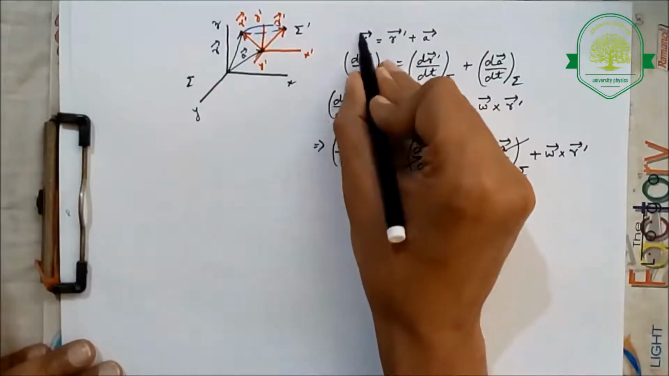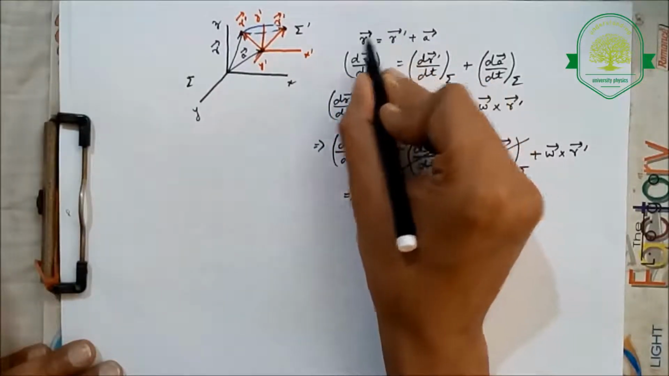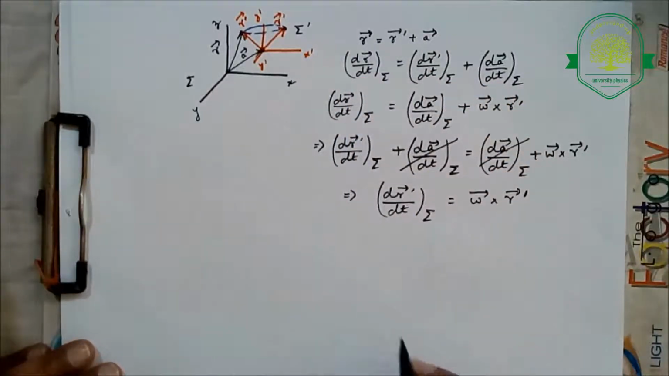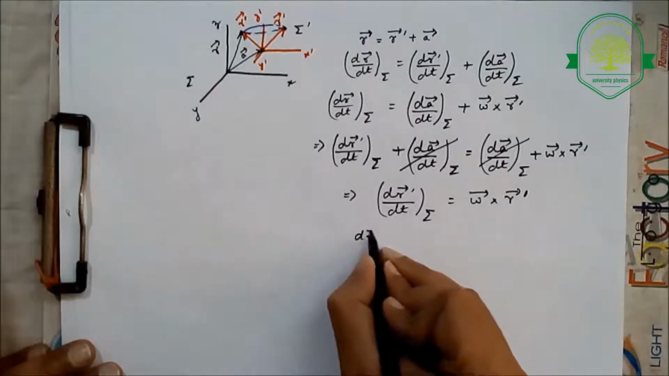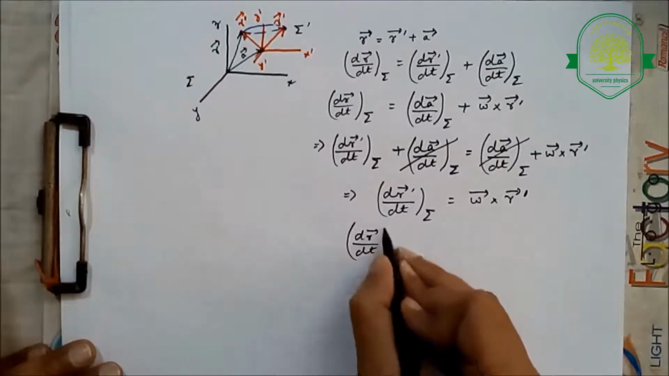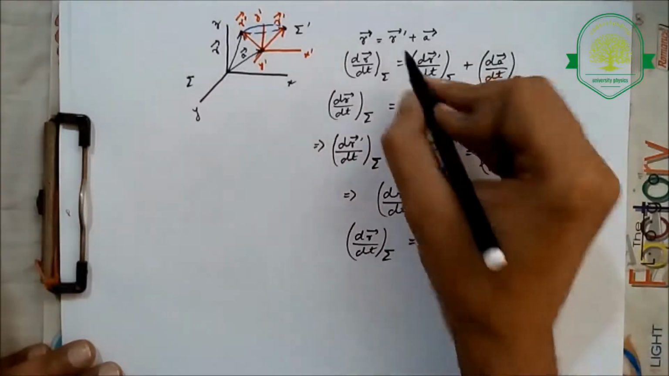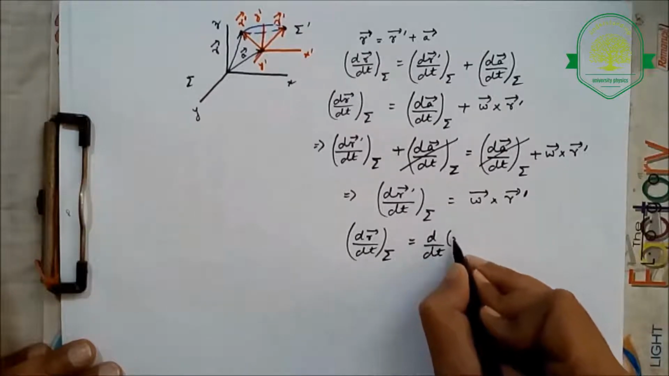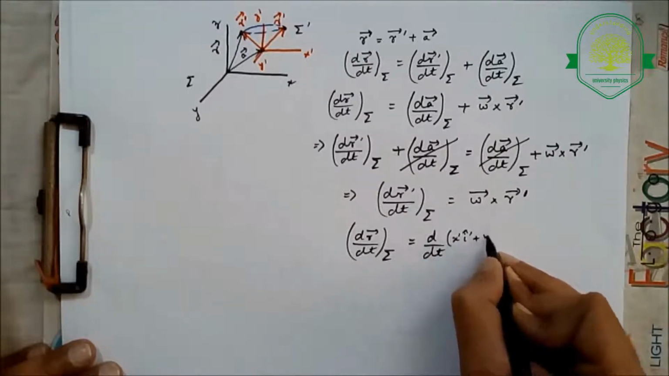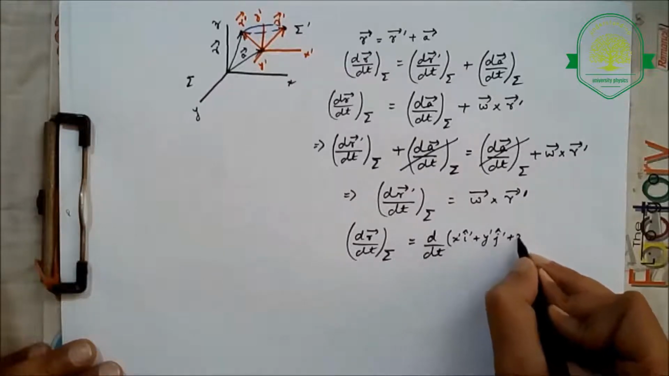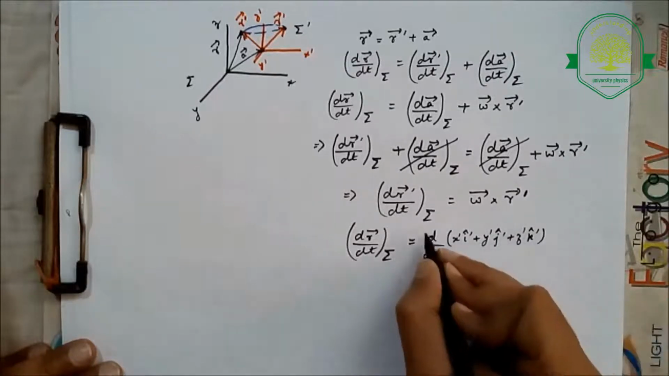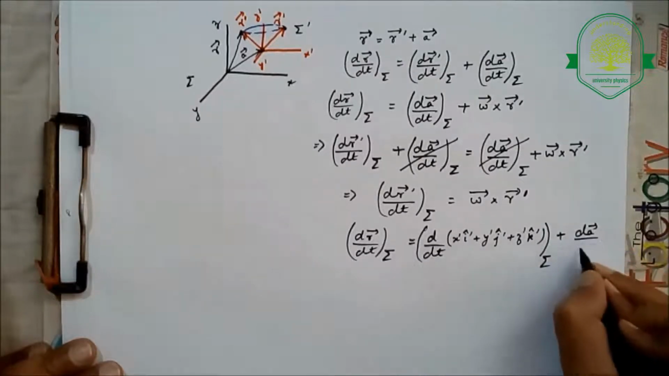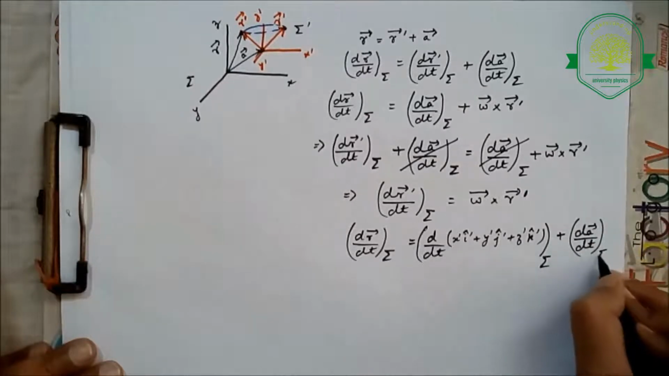Let me write out the expansion of r and r prime and differentiate this equation with respect to time as seen from the unprimed frame of reference. Therefore, I can say that dr over dt as seen from sigma equals dr primed over dt as seen from sigma, which is d/dt of x primed i cap primed plus y primed j cap primed plus z primed k cap primed. This differentiation is being done from the sigma frame of reference, plus dA over dt as seen from the sigma frame of reference.